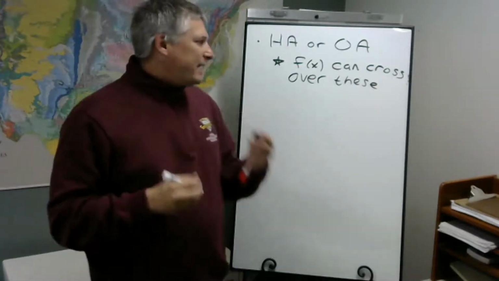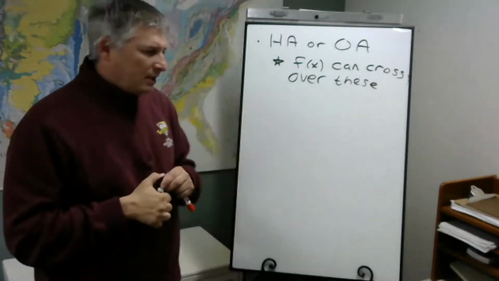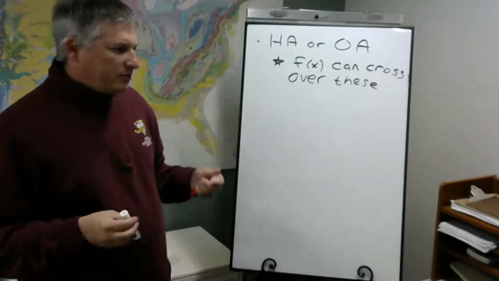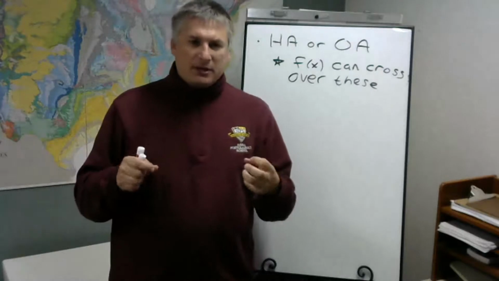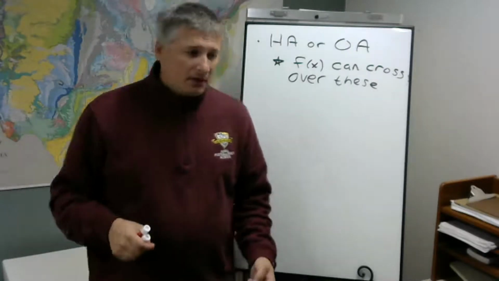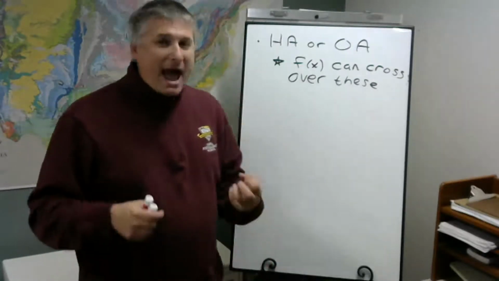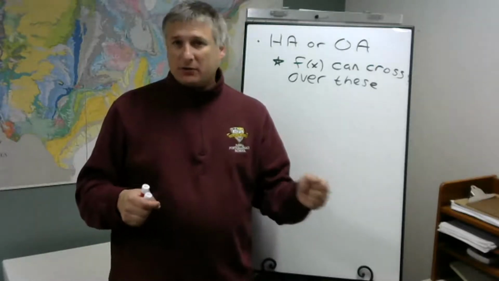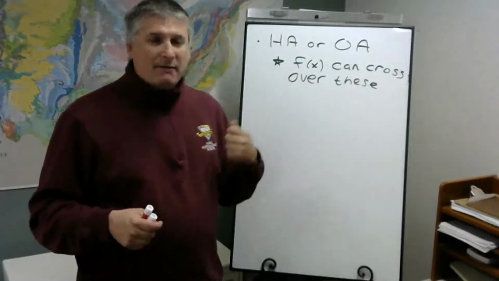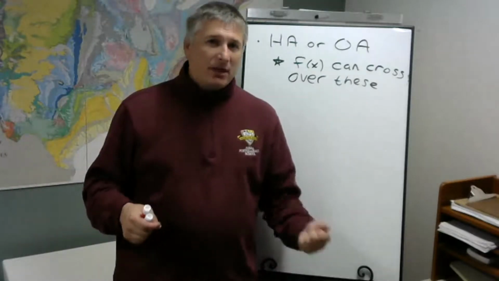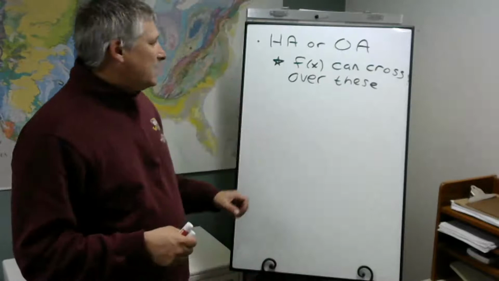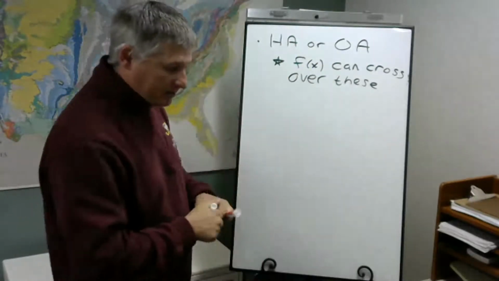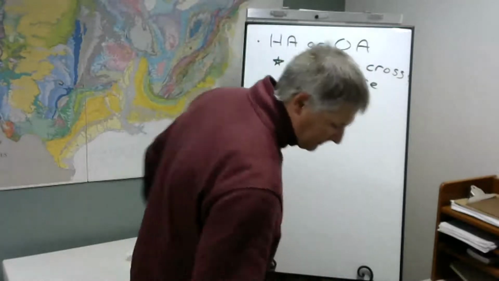So f of x can cross over these. Now, vertical asymptotes and holes occur where you have numbers that can't be part of the domain. You're not able to actually have a value of f of x at that location of the vertical asymptote. You can't have a value of f of x at that location of the hole. These aren't like this at all. They're totally different. What's going on here is a very different type of process.